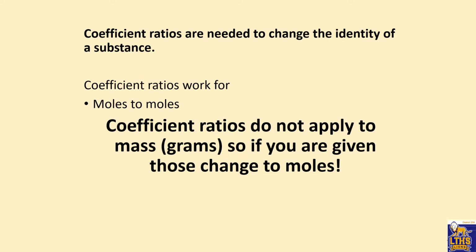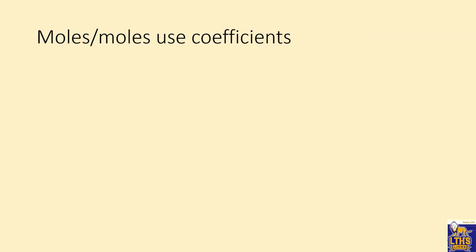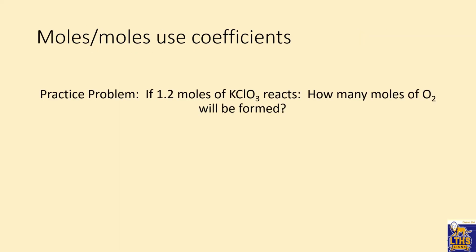Okay, so coefficient ratios are needed to change the identity of a substance. Those coefficient ratios work for changing moles to moles, but we can't change moles to grams with it because the coefficients are only for moles. So moles to moles use coefficients. So let's do a practice problem.